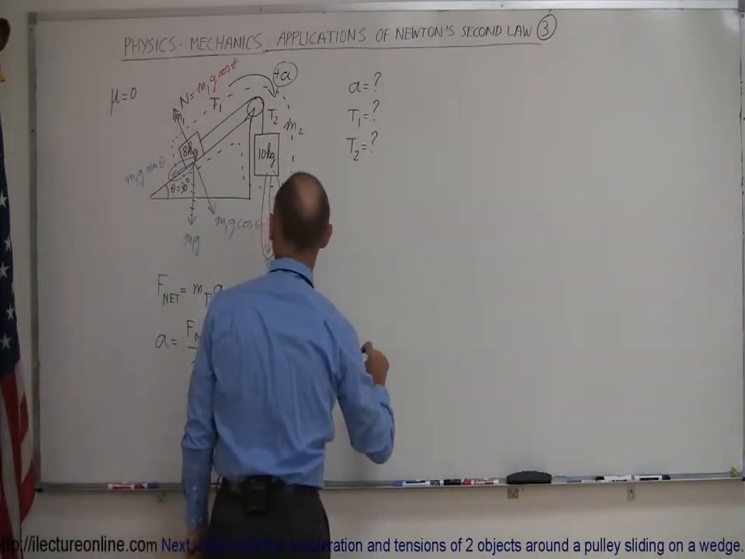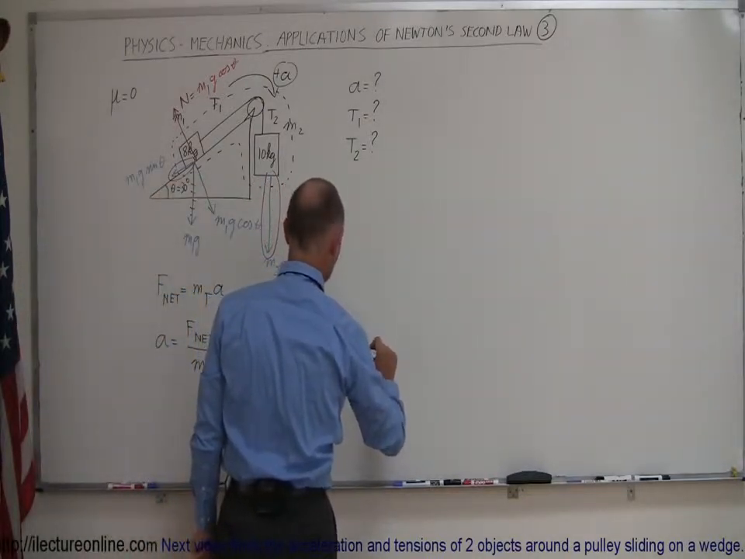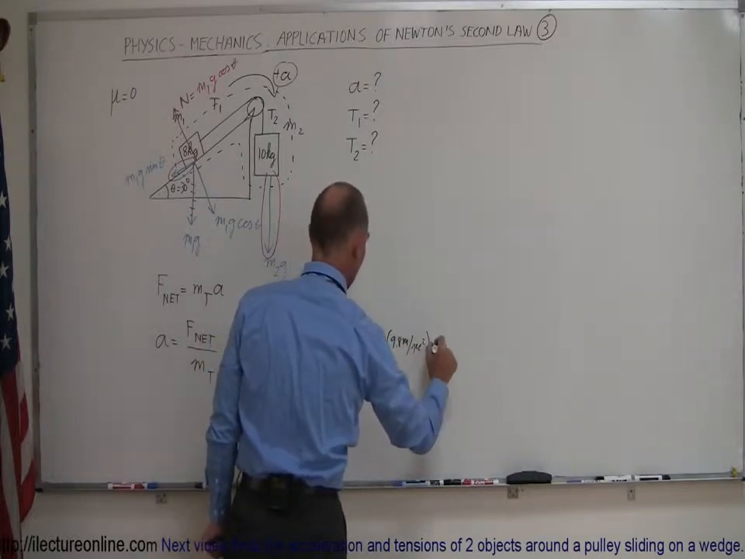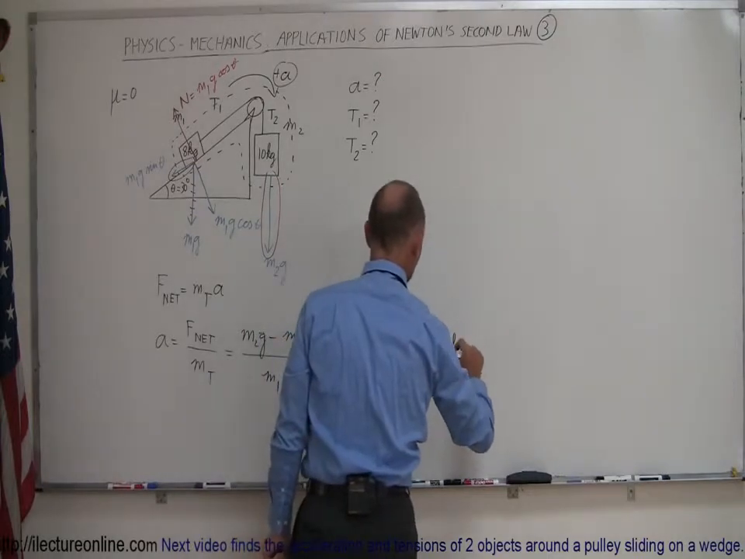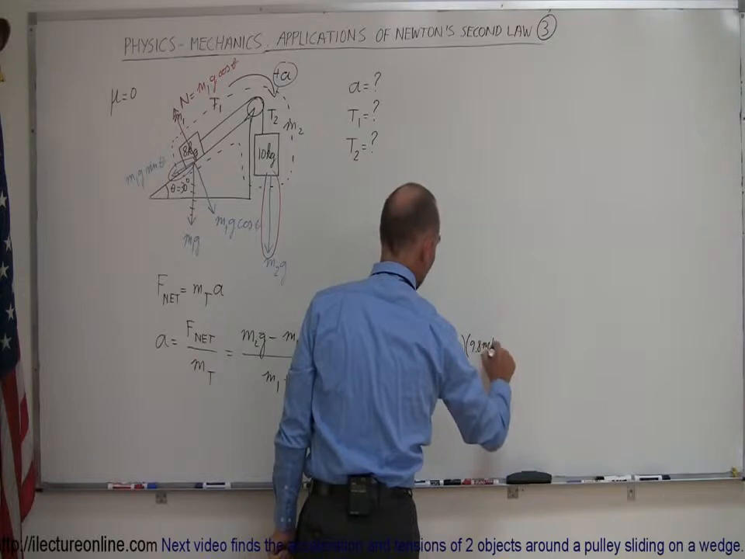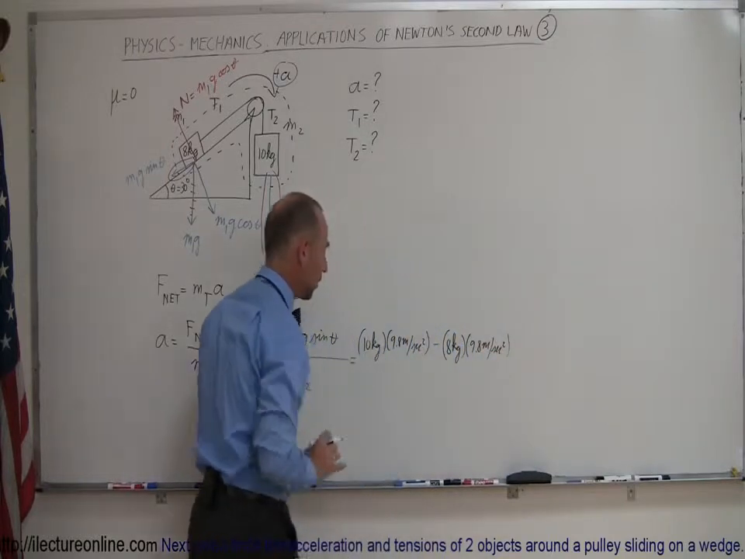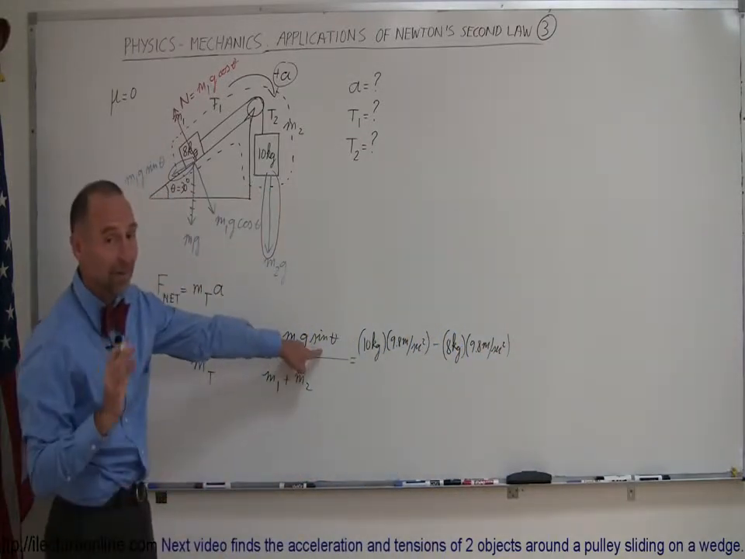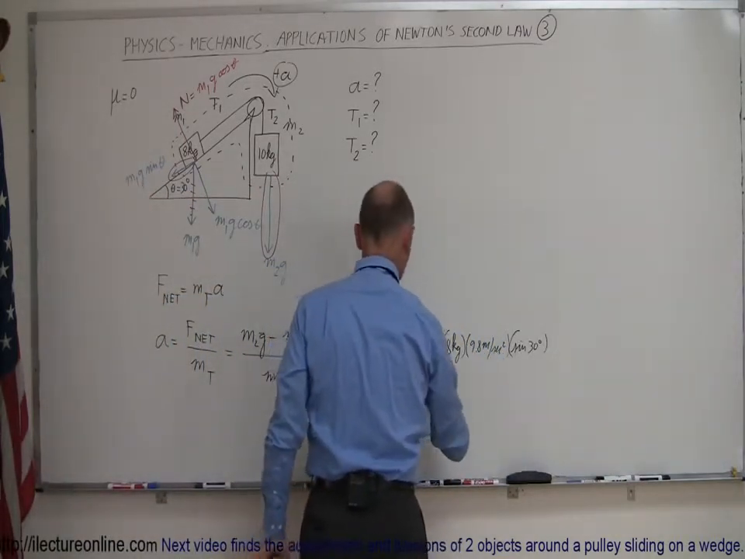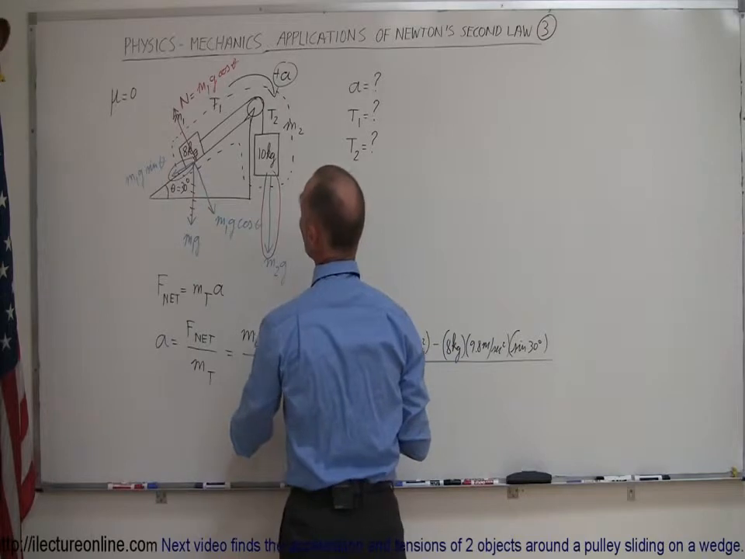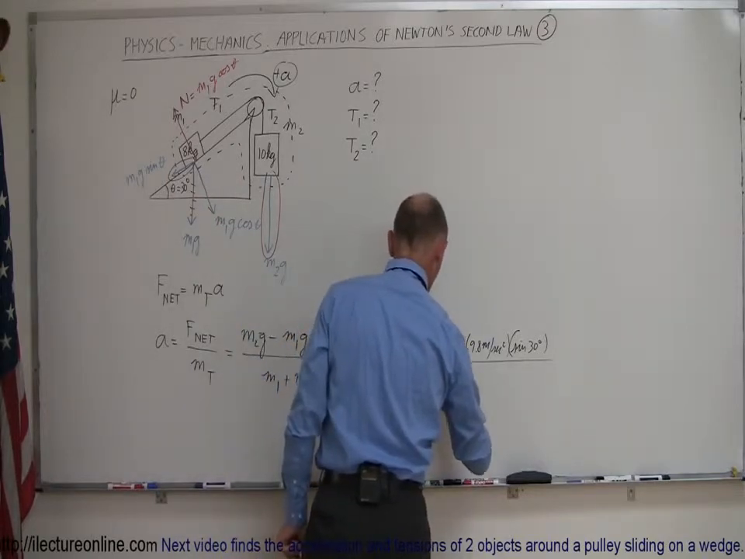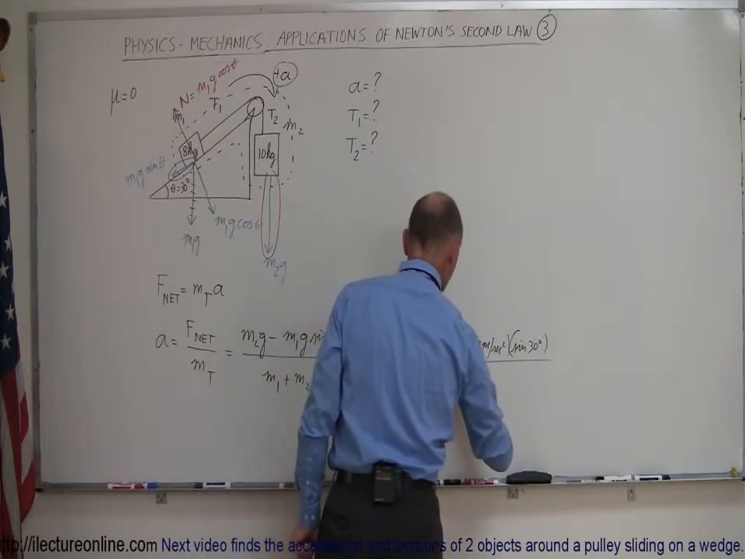So this is equal to m2, which is 10 kilograms, times 9.8 meters per second squared, minus m1, which is 8 kilograms, times 9.8 meters per second squared. Let me move out of the way so you can see that. I still have to multiply times the sine of theta, and that would be the sine of 30 degrees. And the whole thing divided by the total mass, which will be m1, which is 8 kilograms, I believe. Yeah, m1, 8 kilograms plus 10 kilograms.